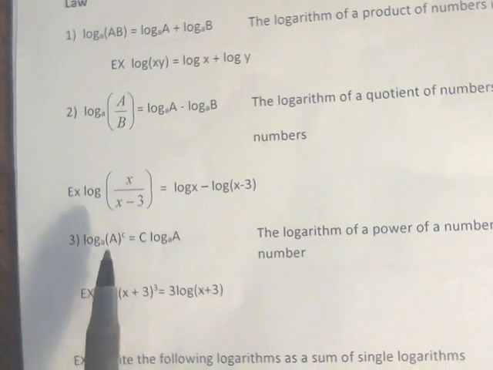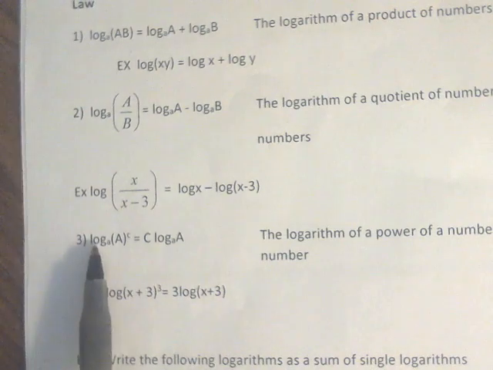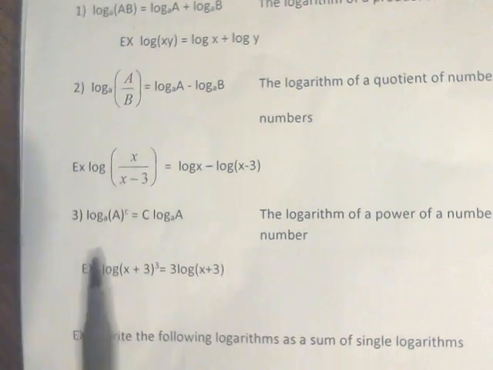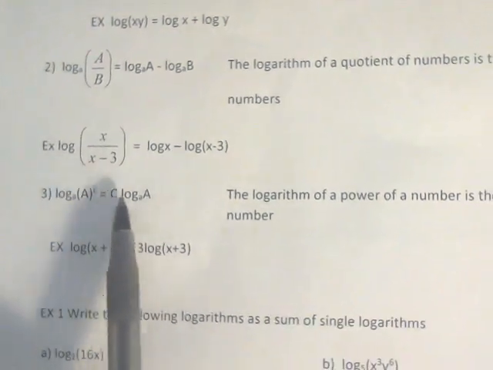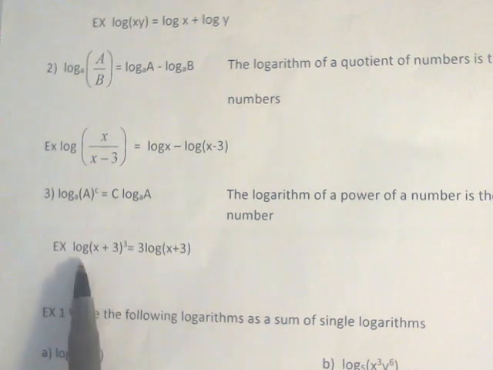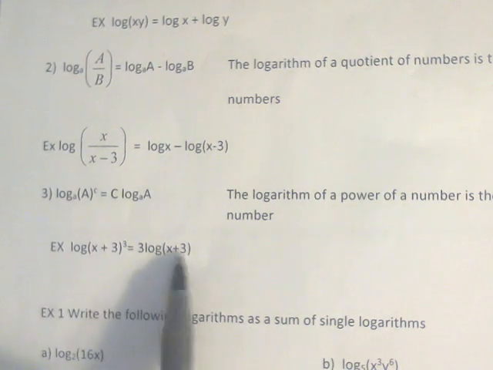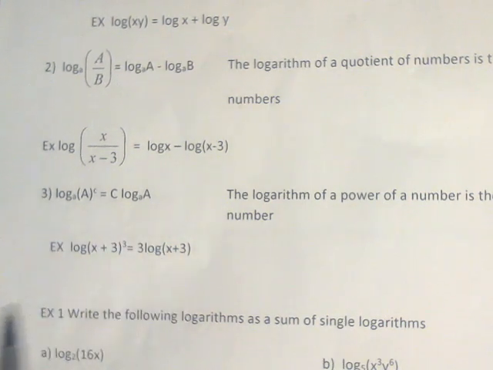The third law is the log of something raised to a power. So if we have the log of an item raised to a power, we can rewrite that as the exponent times the logarithm. So an example of that is log of x plus 3 to the third power can be written as 3 times the log of x plus 3.